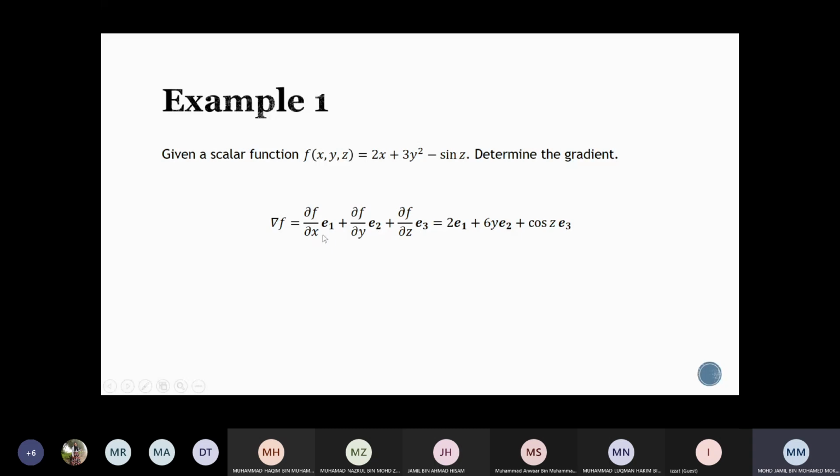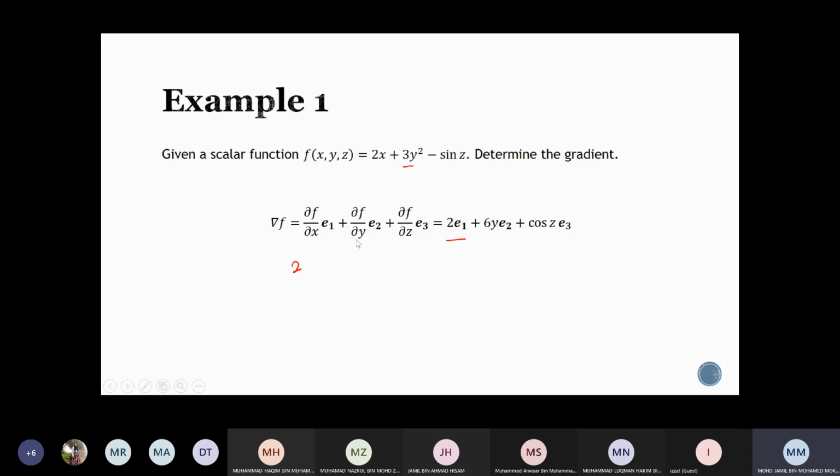So firstly, let's differentiate del f del x, f with respect to x. Here we have 2x, and then 3y squared is a constant, and minus sine z is also a constant, so it becomes 0. So you only get 2, times e1.